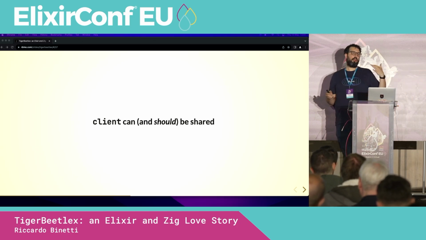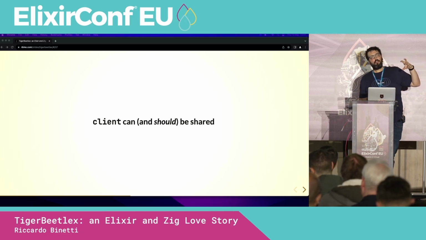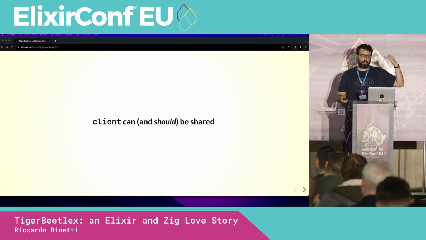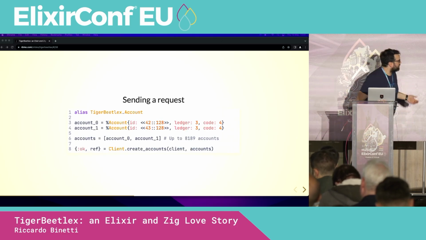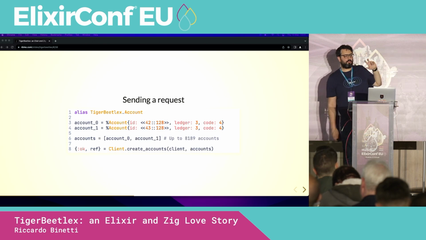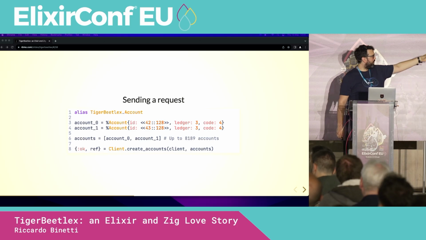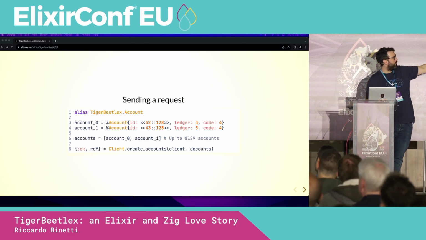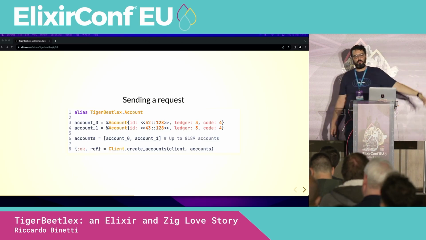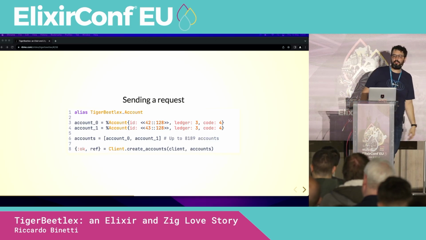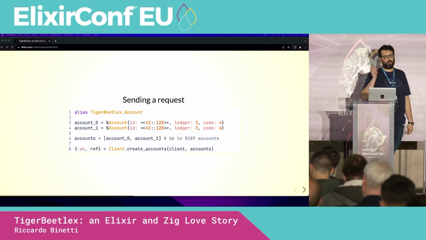So you potentially have another layer of batching if you're not able to fully employ the batches on your application side. And then to send a request, it's rather easy, like to create accounts. Accounts are just Elixir structs. You create the structs, and you pass a list of accounts, and the list there is the batch, so it can be up to 8,189. And you call client.createAccounts, and you get a reference back.